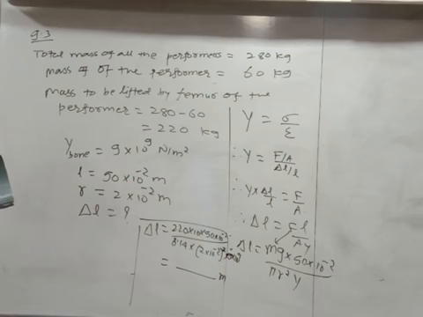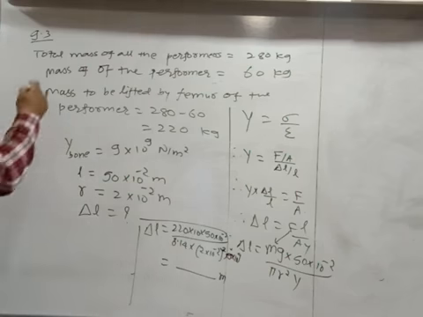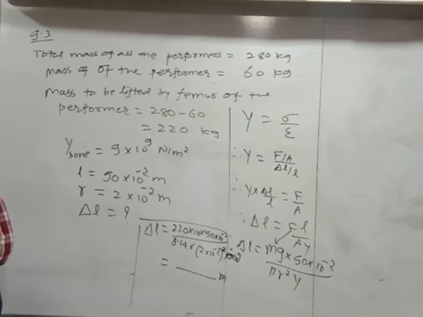So here we have finished example number 9.3. And what we did here, we simply took the total mass of all the performers, which is given here as 280. Mass of the performer who is lying on his back is 60 kilograms.